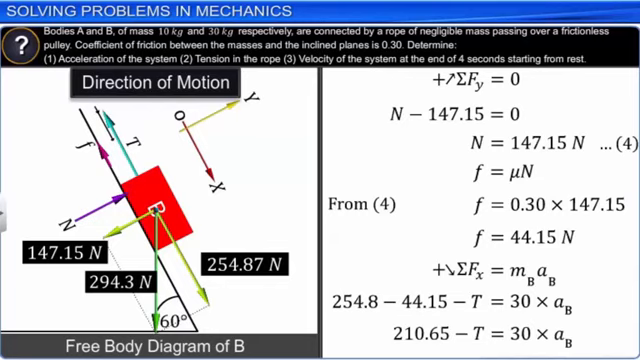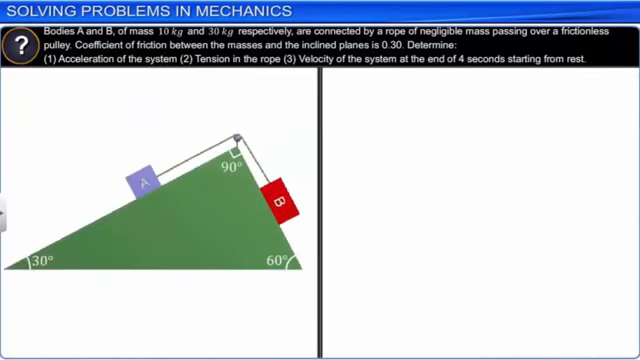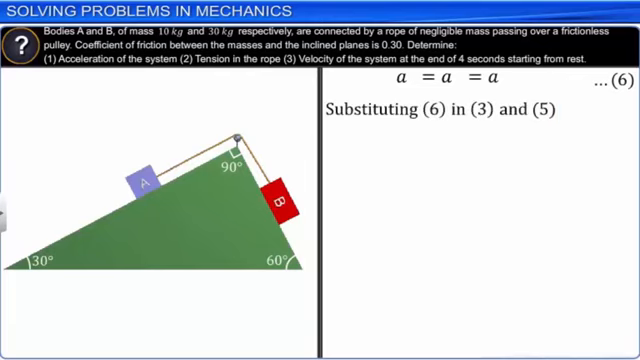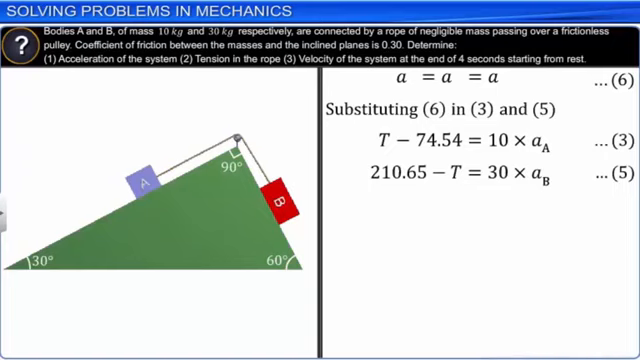Since A and B are connected to each other with a rope, the magnitude of their acceleration is equal. Substituting equation 6 in equations 3 and 5, we get T minus 74.54 equals 10a as equation 7 and 210.65 minus T equals 30a as equation 8.